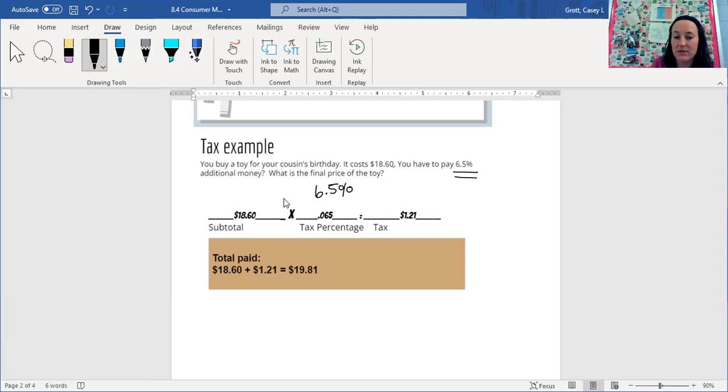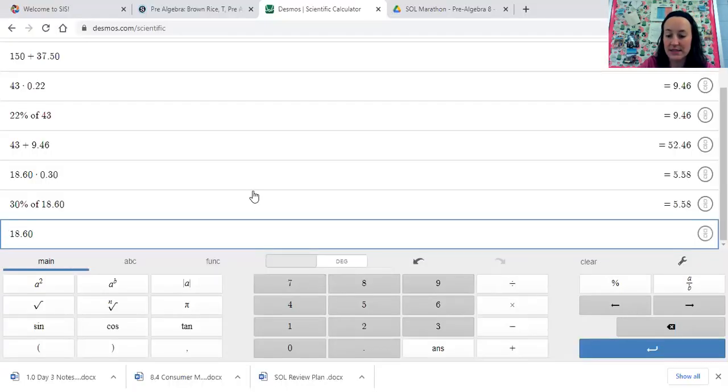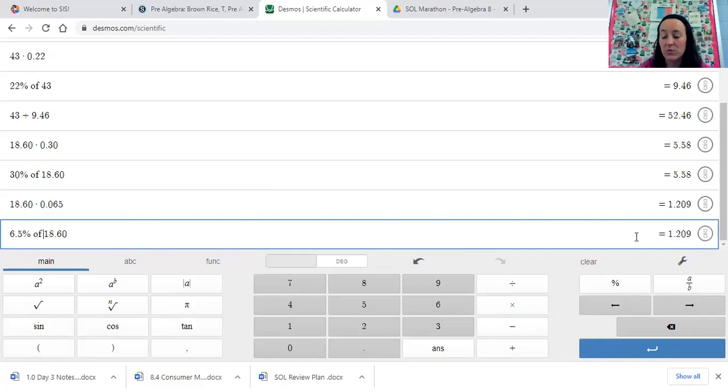We multiply that out, we get $1.21. We'll check it in Desmos just to make sure. Okay, so we did 1860 times 0.065. Okay, and rounded, we would get $1.21. Again, if you prefer the percentage sign, so 6.5% times 1860. Same answer. We have to pay an additional $1.21 because of tax.